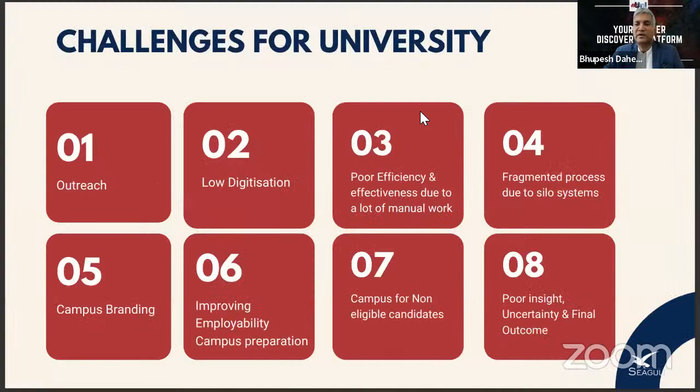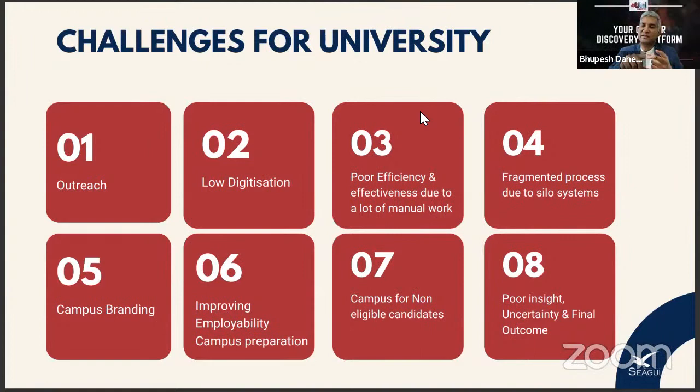Number one, for universities, the biggest challenge is, of course, outreach. Those at remote locations don't know where to reach, whom to reach, who the campus recruiter is, what the email ID is, or who the right person is. If somebody has to reach Capgemini, it's like an ocean, with hundreds of recruiters. Whom to reach? And why should they visit you? Second, a low level of digitization, in terms of literacy and in terms of digital tools.